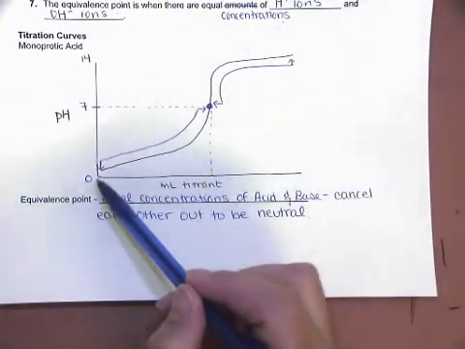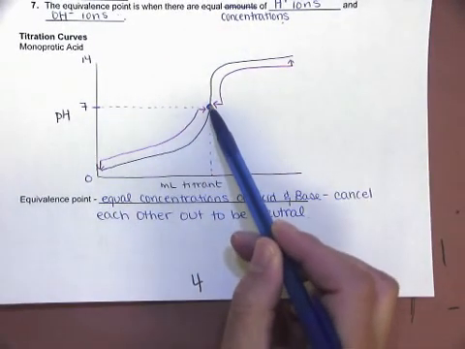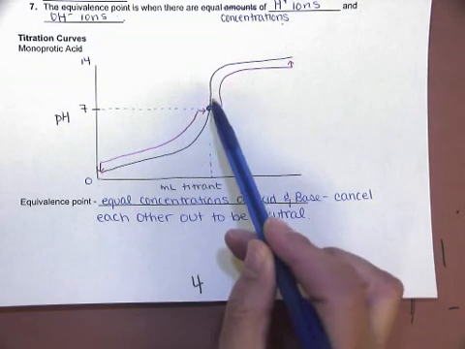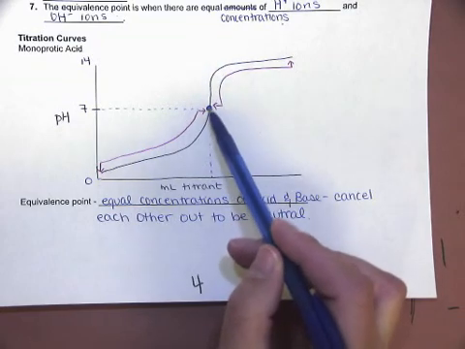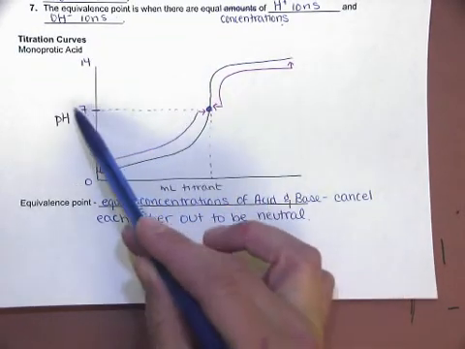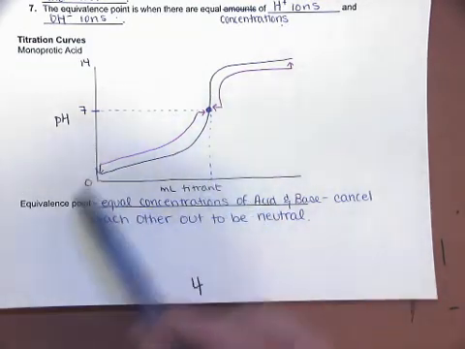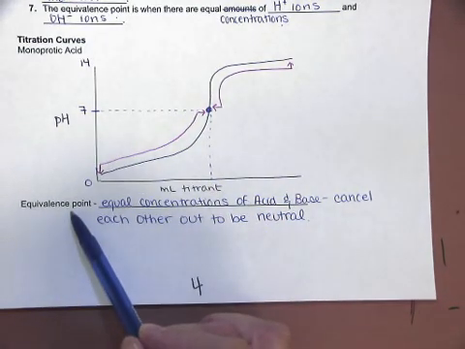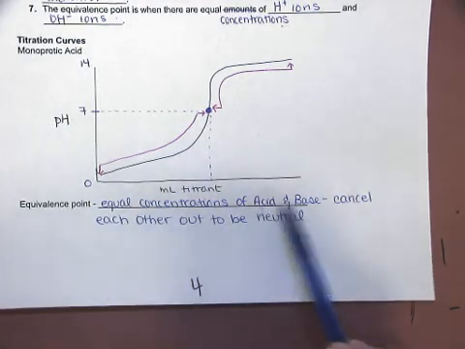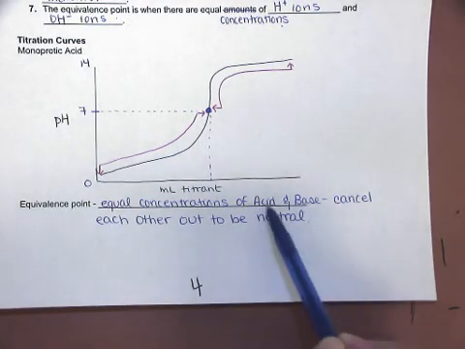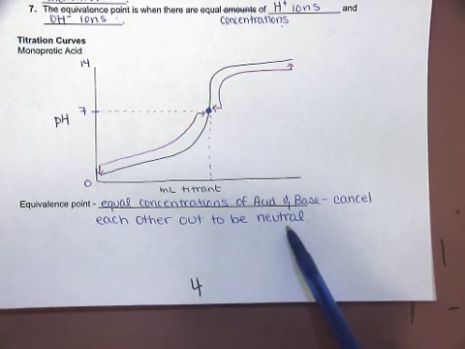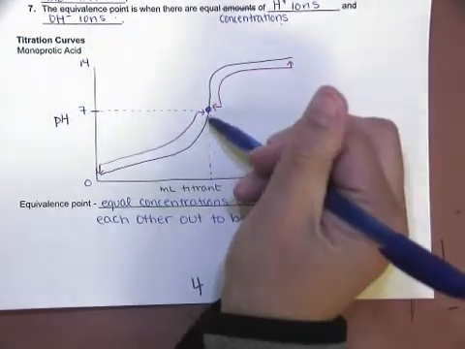If we look at our titration curve, we have this point of inflection where it goes from being a positive slope to a negative slope. This usually falls around a pH of 7. And if we read down, we would get our volume. This is called the equivalence point. It's the point where there are equal concentrations of acid and base, which means that the acid and base are going to cancel each other out and it's going to be a neutral solution.